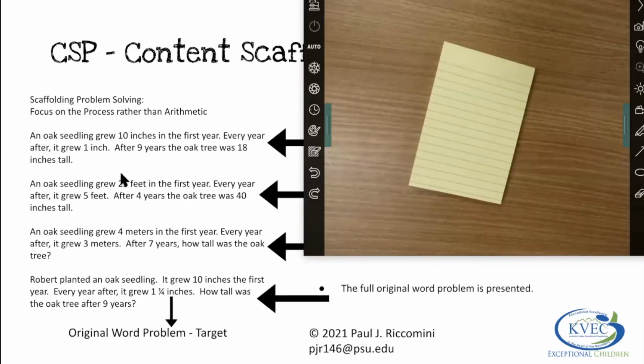So if I say an oak seedling grew 10 inches in the first year, and every year after it grew 1 inch, after 9 years, the oak tree was 18 inches tall. One of the things that my kids would typically say for this, and if I haven't told them the answer's in there, how tall is it?